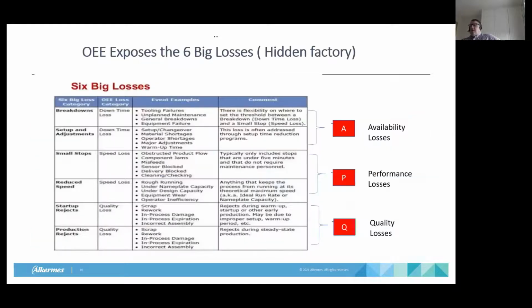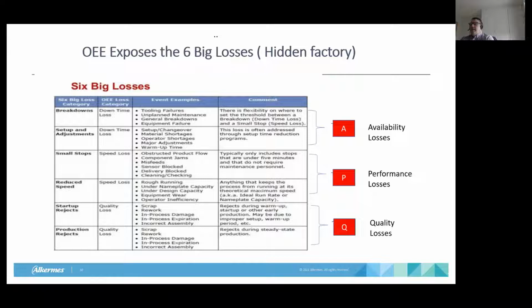On the next one here, I suppose the big thing that OEE does is expose the 6 big losses. These are called the hidden factory. They're broken out into 3 separate areas. So we have breakdowns, setups, and adjustments. These are losses that we incur when we're actually running the machine. So if we plan to run the machine for 8 hours a day, during that 8 hours running during the day, any losses we have there due to breakdown, setups, and adjustments would be considered to be the first of the 6 big losses, and they're called availability losses.